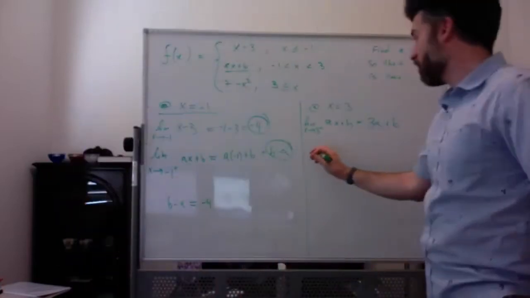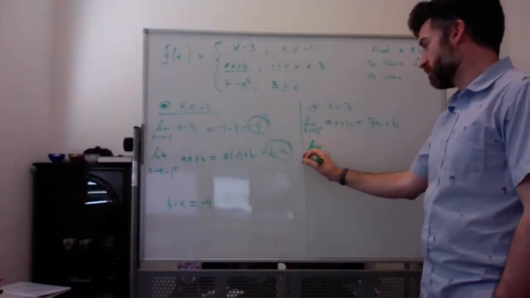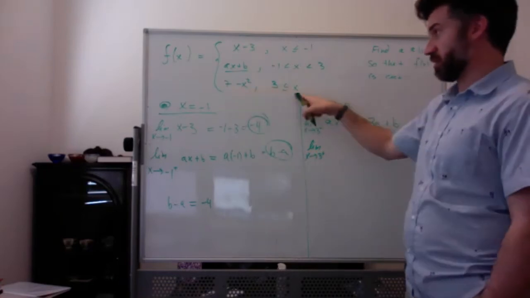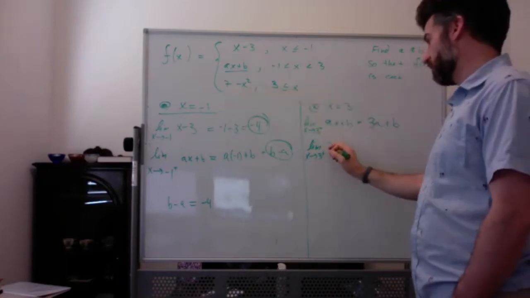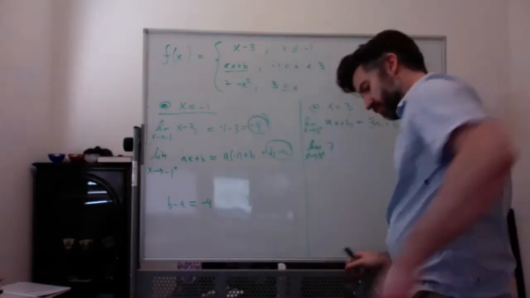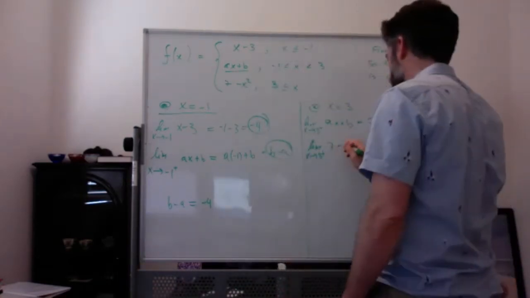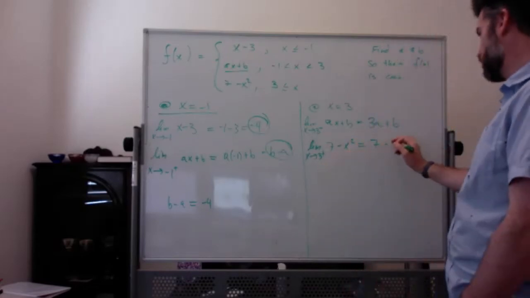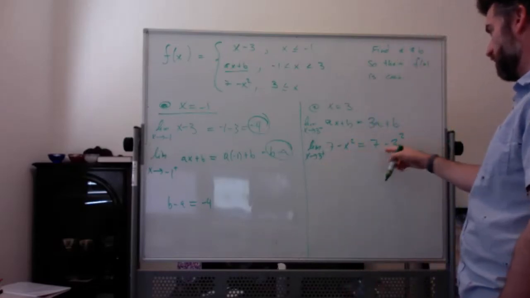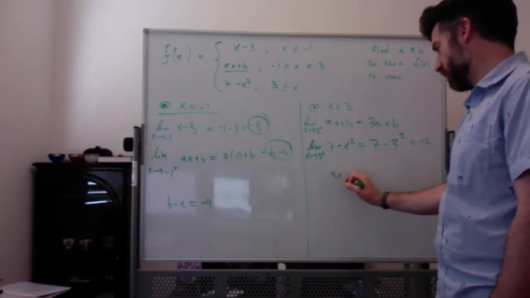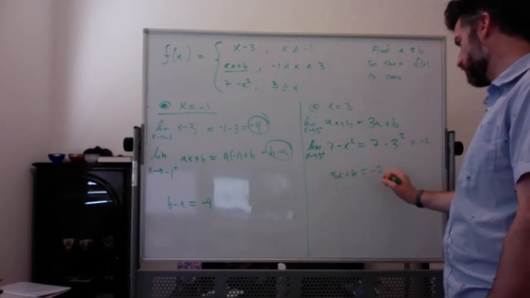And then the limit from the right, as x approaches 3 from the right, I'm going to use this piece where x is bigger than 3. So I'm going to do that function, 7 minus x squared. That's going to be 7 minus 3 squared, so 7 minus 9 is negative 2. So here's what I got here: 3a plus b equals negative 2.